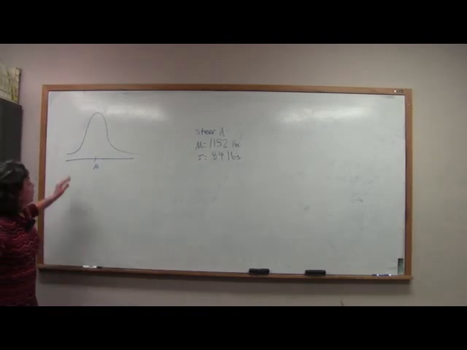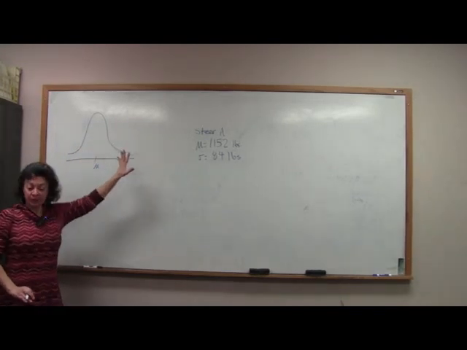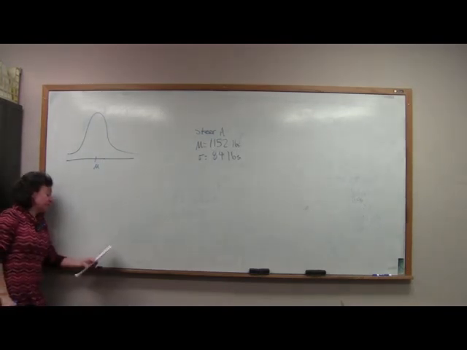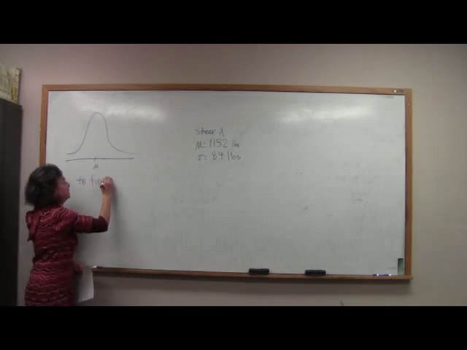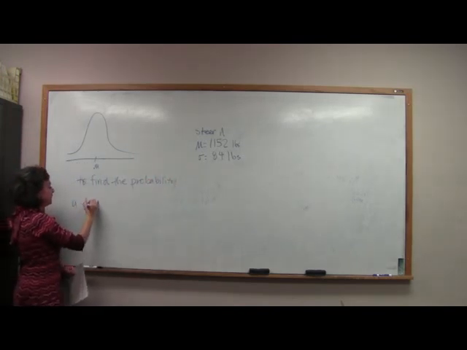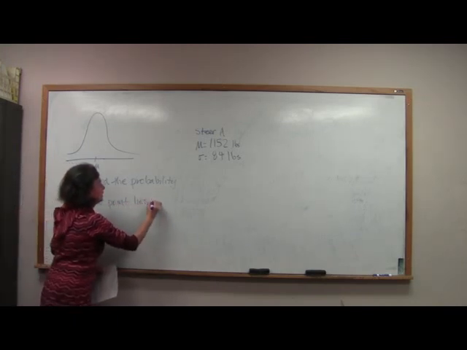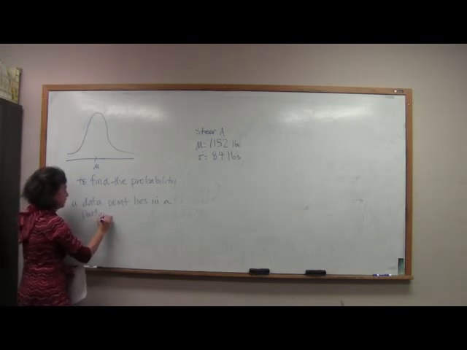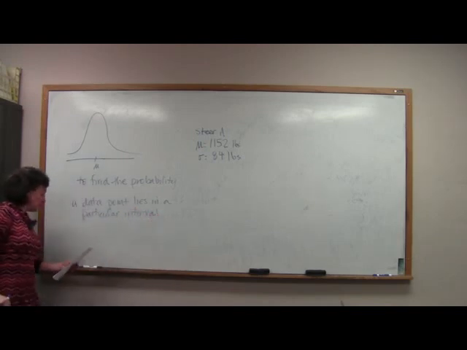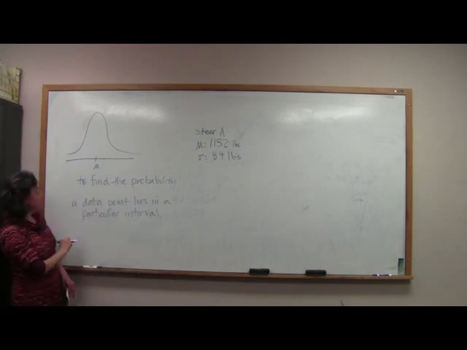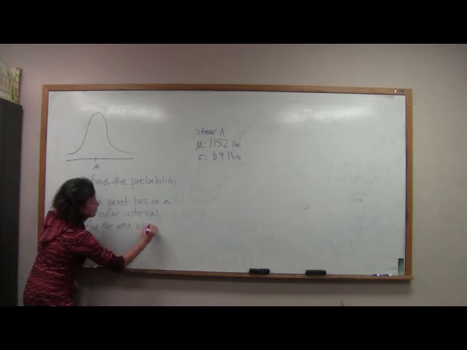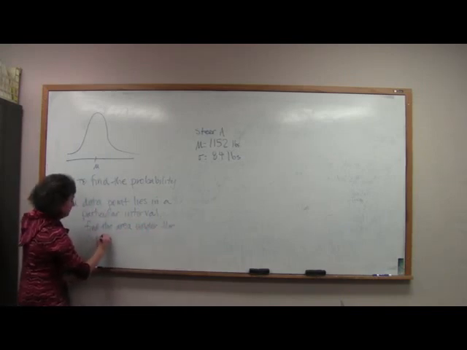Okay, now a couple things to remind you of. One of them is that the area under the curve is 1. And it turns out, and this is super cool, it turns out that with normal distributions, to find the probability a data point lies in a particular interval, all you need to do is find that area. So to find the probability a data point lies in a particular interval, what you need to do is find the area under the curve in that interval.